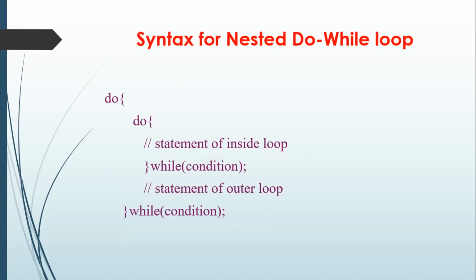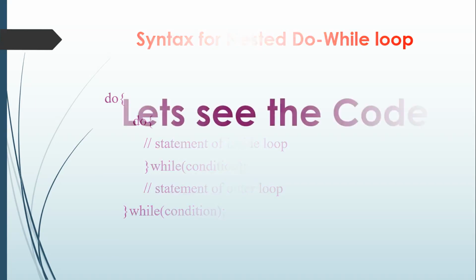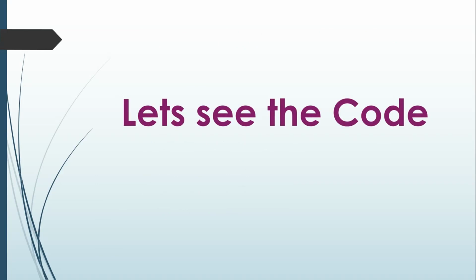Here is the syntax for a nested do while loop. Inside the outer do while loop, we place the inner do while loop in the same way as we do in a for or while loop. Let's see the code for how we can use nested loops.